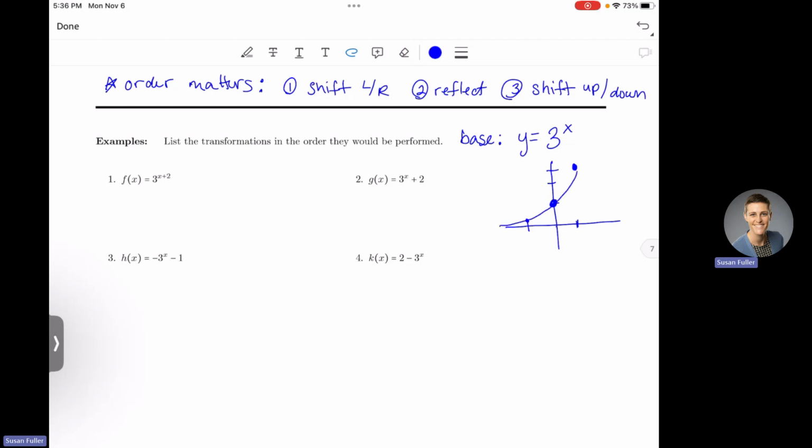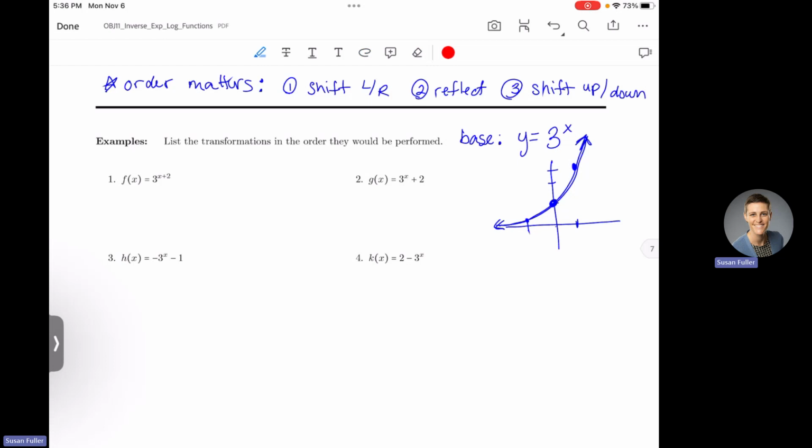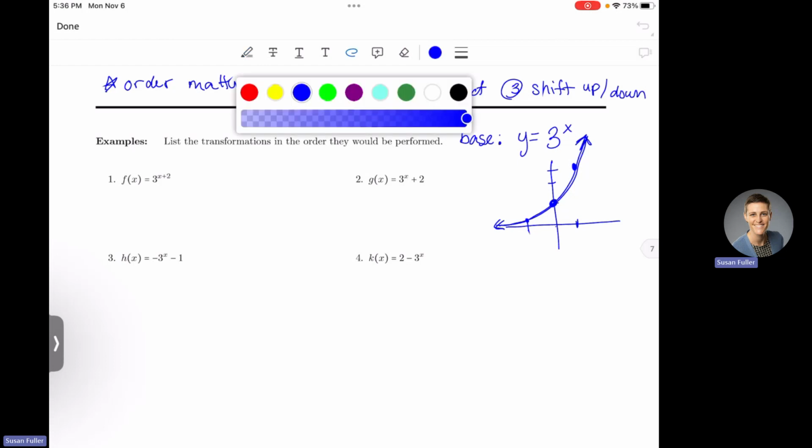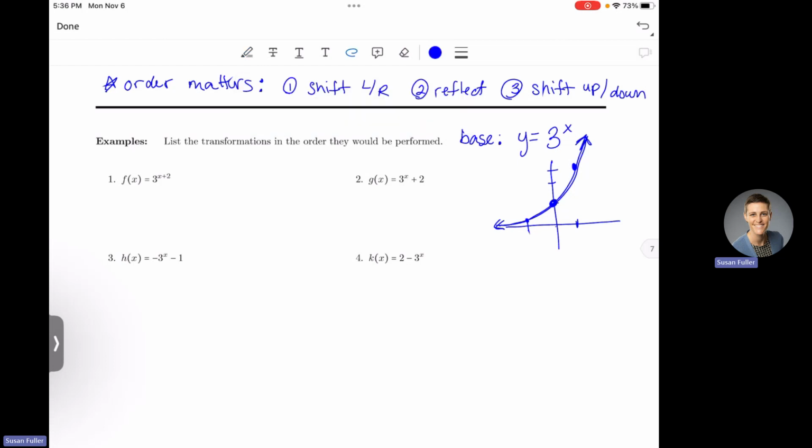So my base graph is going to look something like this. I know that's not perfect. I'm sorry that that's not super perfect. You can use your imagination there, but that's roughly what the base of this is going to look like. And then each of these extra things here is going to cause a transformation. So let's start to identify what transformations we would have.